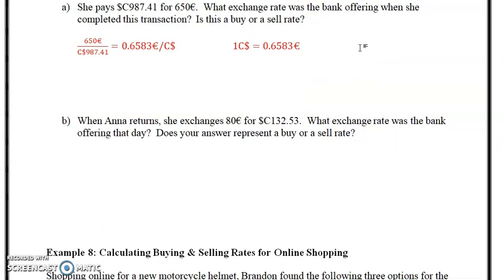And again, you could have done it the other way. If you did it the other way, you would just take the reciprocal, take the 987.41 and divide it by 650, and you get 1.519. Again, that would probably be a rate that you would see if you were in one of the European countries, like Italy, for example.